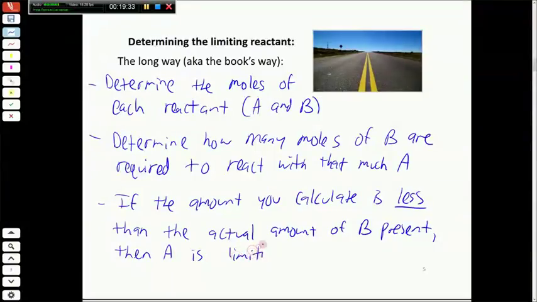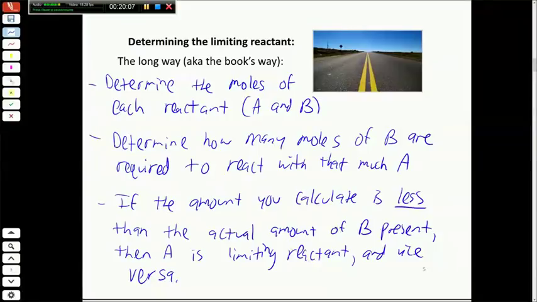And then the opposite scenario applies if the amount you calculate is greater than the actual amount of B that you have. Alright, but you have to be able to keep these 2 scenarios straight from each other, and rationalize, when I do this calculation, what does the result tell me? Is it telling me that A or B is the limiting reactant, or neither in some cases? So I think this way works, but it's not my preferred method, but I just wanted to introduce it in case you're following along with the book and that's what you choose to do. There's nothing wrong with it.